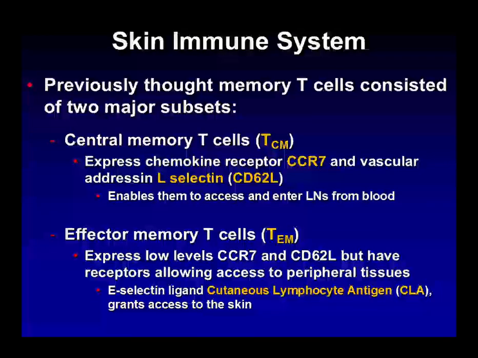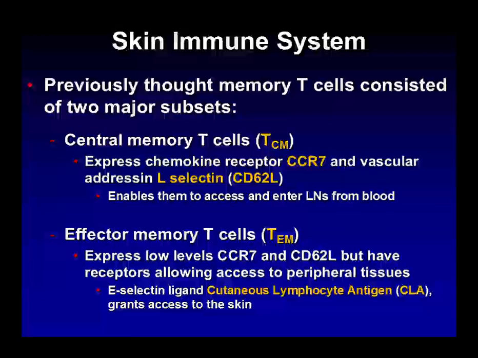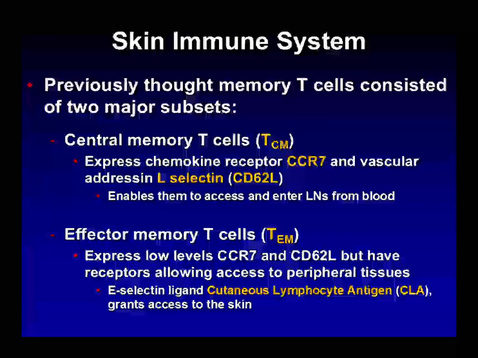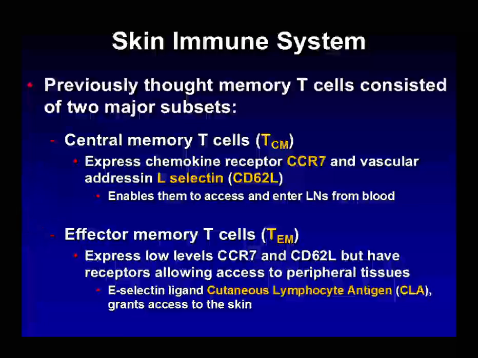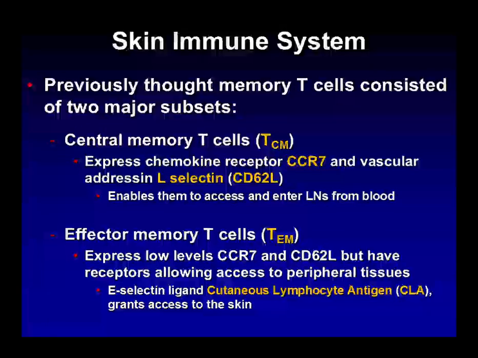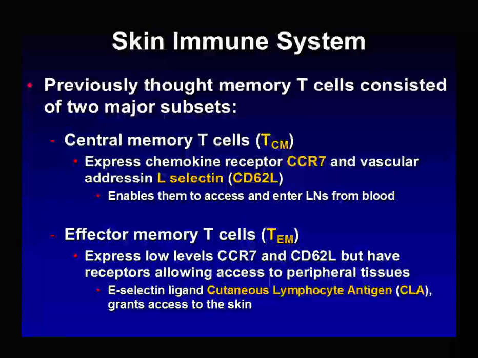And it was previously thought that memory cells consisted mainly of two major subtypes: central memory T cells and effector memory T cells. Central memory T cells, by and large, traffic between the blood and the lymph nodes, and they're characterized by expression of the chemokine receptor CCR7 and L-selectin, or CD62L. And those cell surface markers grant central memory cells access to the lymph nodes from the blood.